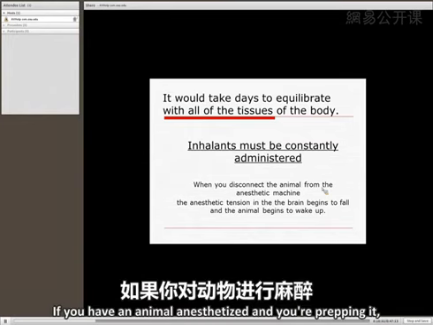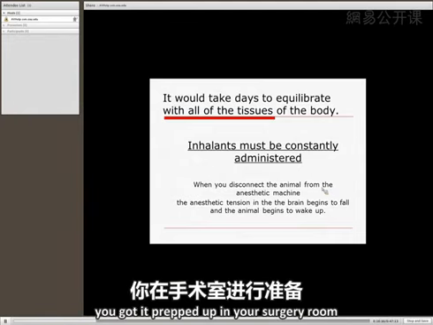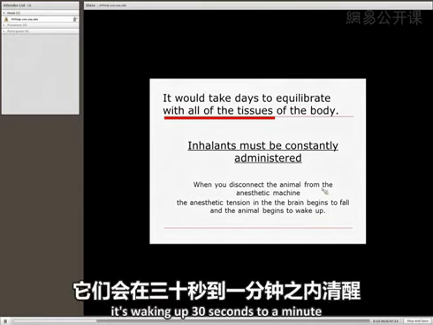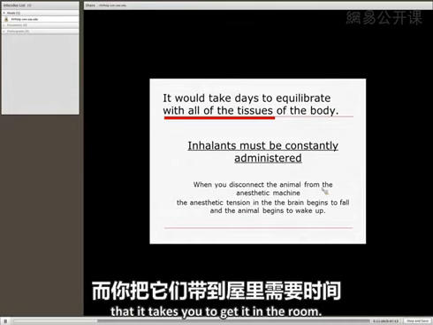If you have an animal anesthetized and you're prepping it, you've got it prepped up and you're going to move it into your surgery room, you disconnect it from the anesthetic machine, it's waking up for the 30 seconds to a minute it takes you to get it in the room.